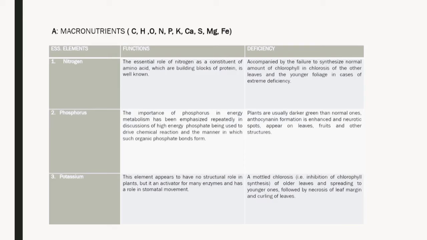Second, phosphorus. The importance of phosphorus in energy metabolism has been emphasized repeatedly in discussions of high-energy phosphate being used to drive chemical reactions and the manner in which such organic phosphate bonds form. For phosphorus deficiency, plants are usually darker green than normal ones. Anthocyanin formation is enhanced and necrotic spots appear on leaves, fruits, and other structures.